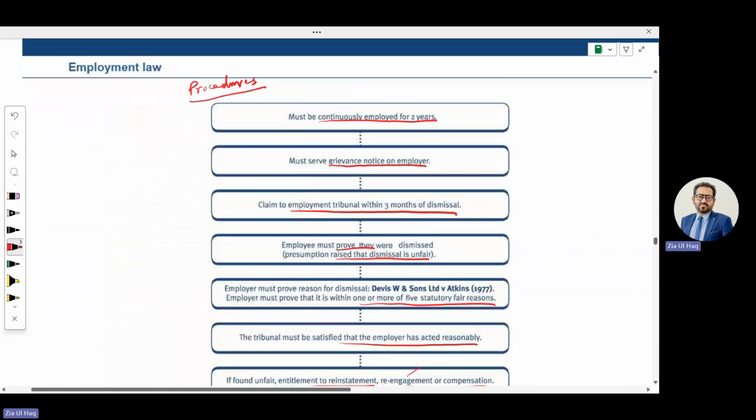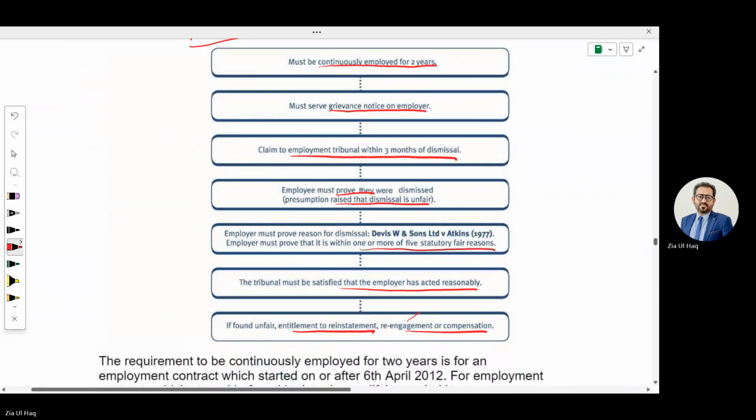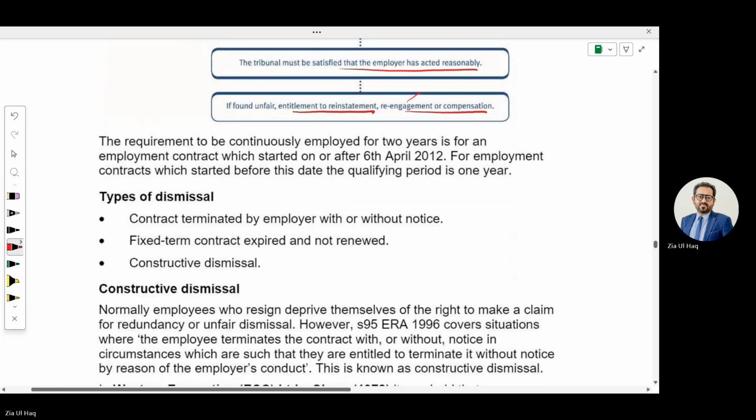So we have discussed the procedures for filing a claim against unfair dismissal. The requirement to be continuously employed for 2 years is for an employment contract which started on or after 6th April 2012. For an employment contract which started before this date, this qualifying period is 1 year.